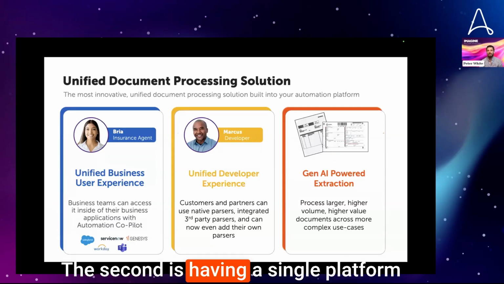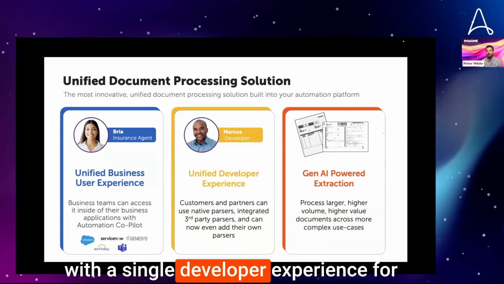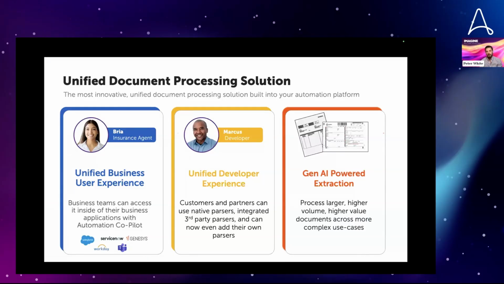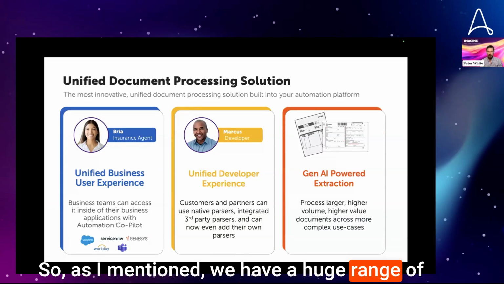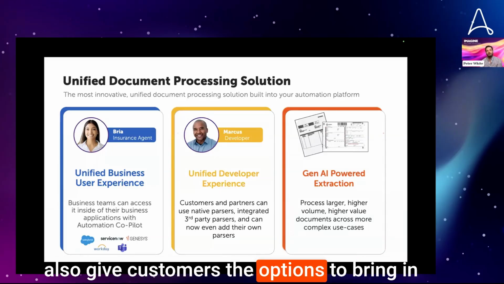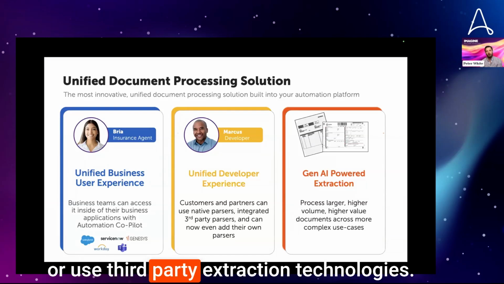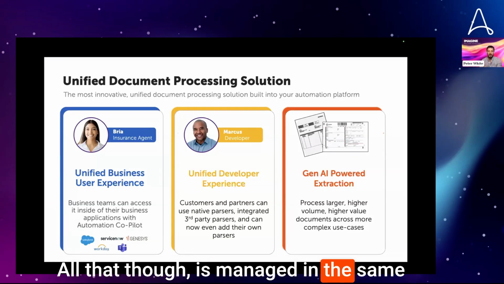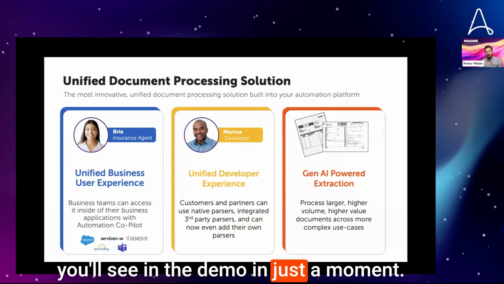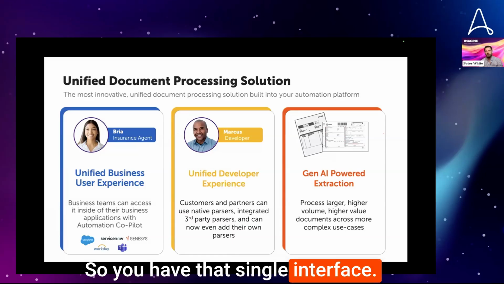The second is having a single platform with a single developer experience for handling all your different document types. So as I mentioned, we have a huge range of documents we can support natively, but we also give customers the options to bring in or use third-party extraction technologies. All that, though, is managed in the same document automation interface, which you'll see in the demo in just a moment. So you have that single interface.